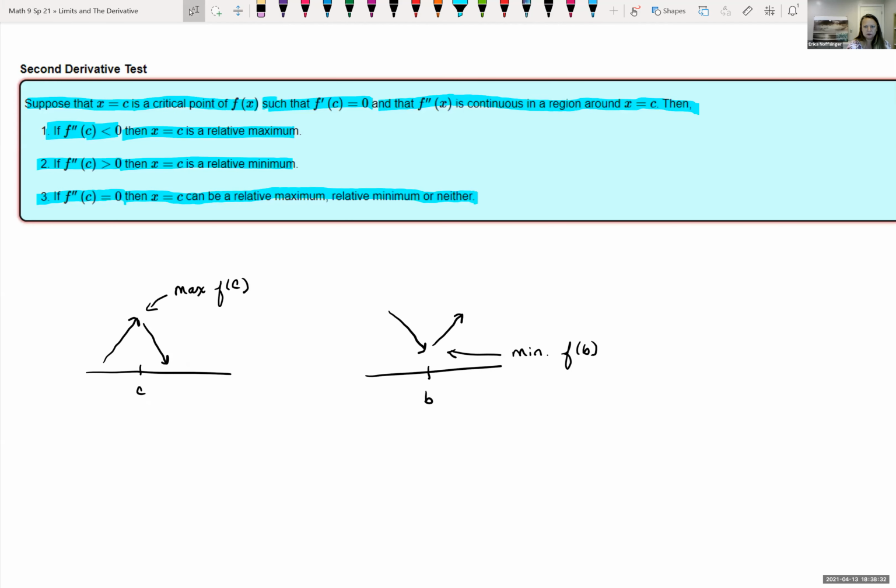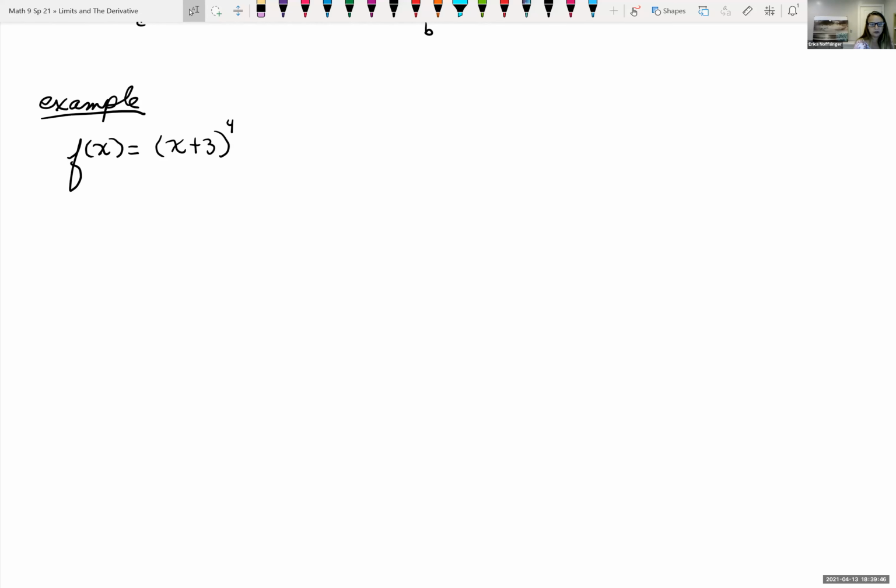So let's look at an example. Our example says f of x is equal to (x plus 3) raised to the 4th power. And the directions say find any critical numbers for f, and then use the second derivative test to decide whether the critical number leads to a relative maximum or relative minimum. If f double prime of c equals 0 or f double prime of c does not exist for a critical number c, then the second derivative test gives no information. In this case, use the first derivative test instead.